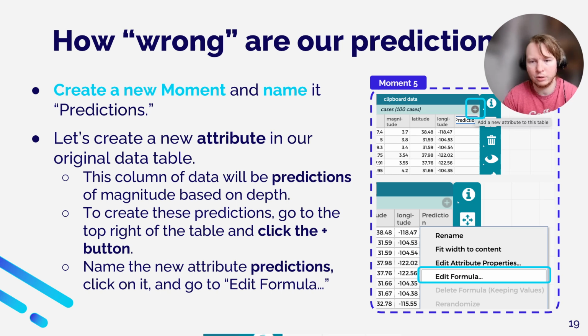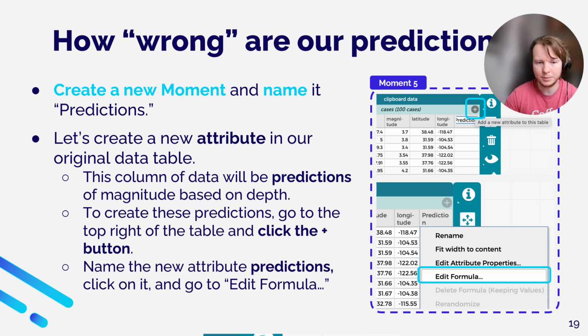So we're going to create a new moment. We're going to call this predictions. Students are going to need to create 2 new attributes in the original data table. This is something we might expect them to do on the final project if they feel like there's a new variable that they need to add. So please make sure that they feel pretty comfortable doing this. They're going to go to the top right of the table, click the plus button, and add a new attribute. They can call it predictions.